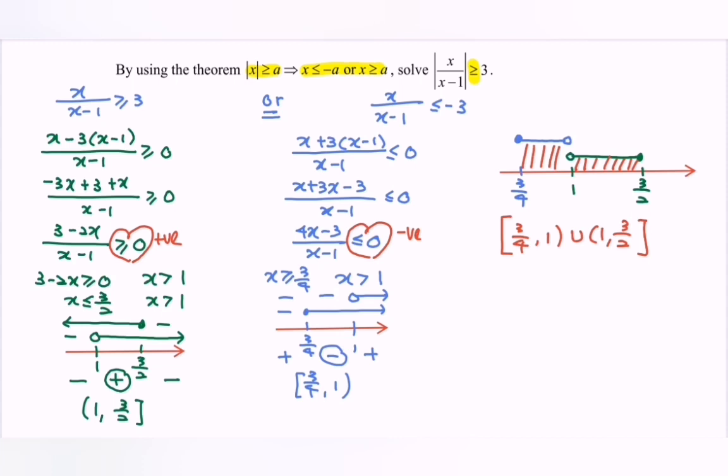As for the solution set, x is greater or equals to 3 over 4 and then less than 1, or x is greater than 1 and less than or equals to 3 over 2. So that would be the solution set.